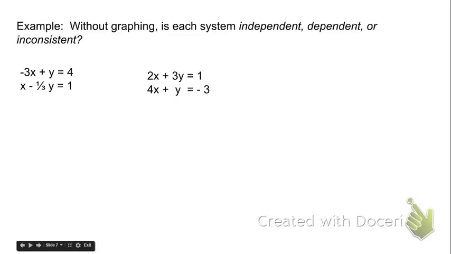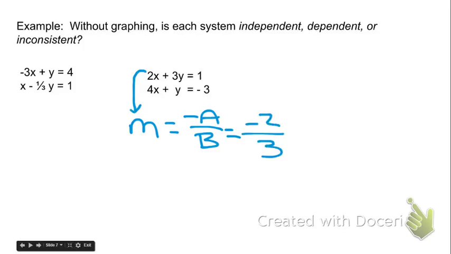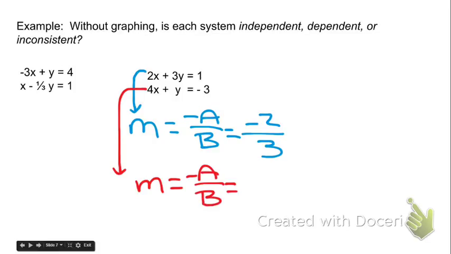Take a look at our second example. 2x plus 3y equals 1, and 4x plus y equals negative 3. So again, let's find the slopes. For 2x plus 3y equals 1, mothers are against boyfriends. So that's negative 2 over 3. We'll change colors here. For our second equation, again, it's mothers are against boyfriends. That's negative 4 over 1.